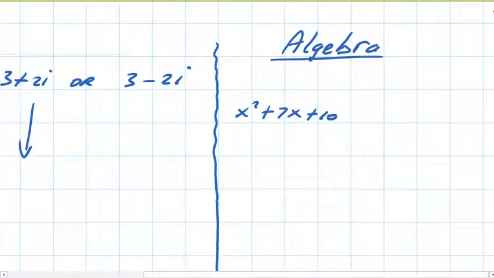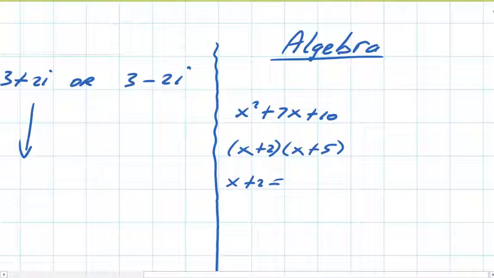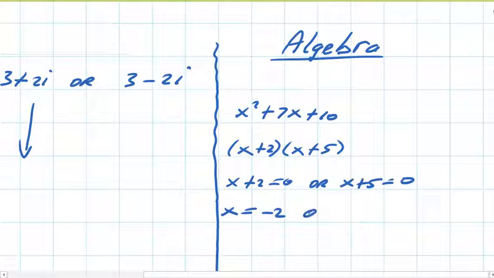What are the factors of that? Well, if you open two brackets, the factors are x and x, 5 and 2. So that's a plus and a plus. And finally, you can get roots. So when you put it equal to 0, x plus 2 equals 0, or x plus 5 equals 0. So x equals minus 2, or x equals minus 5.